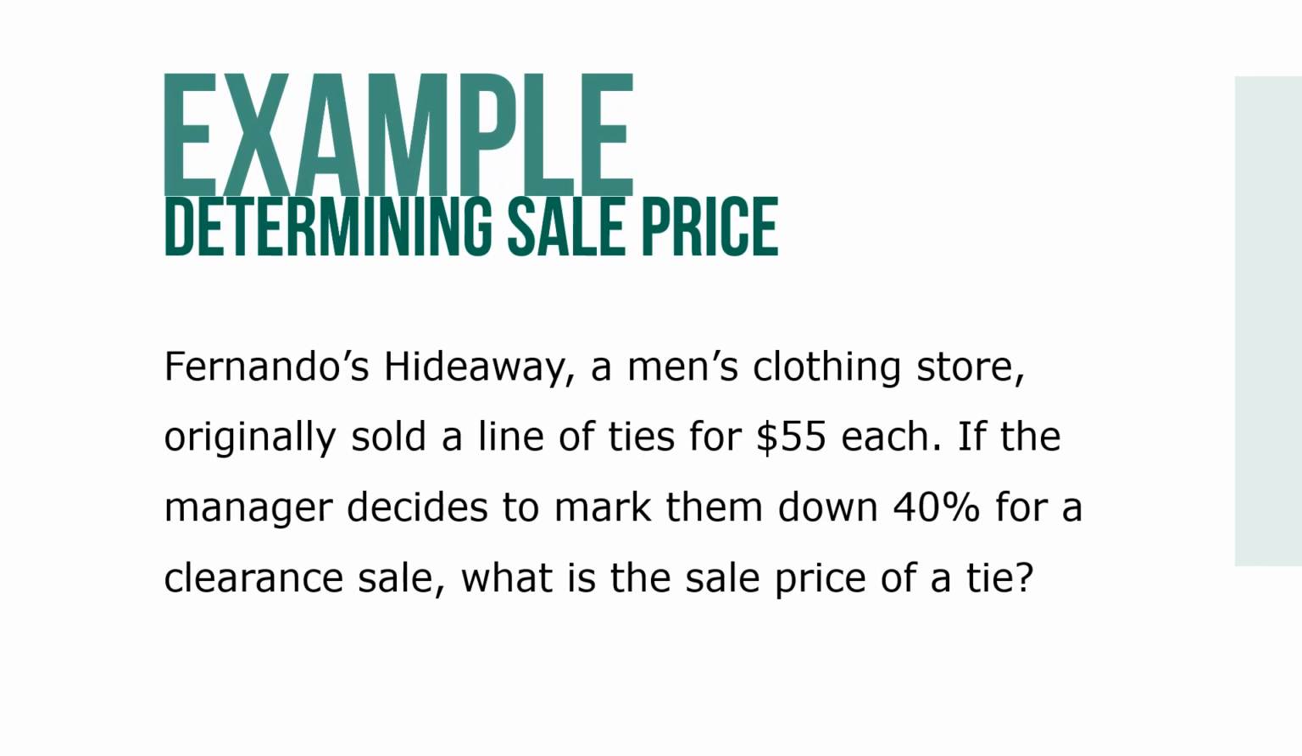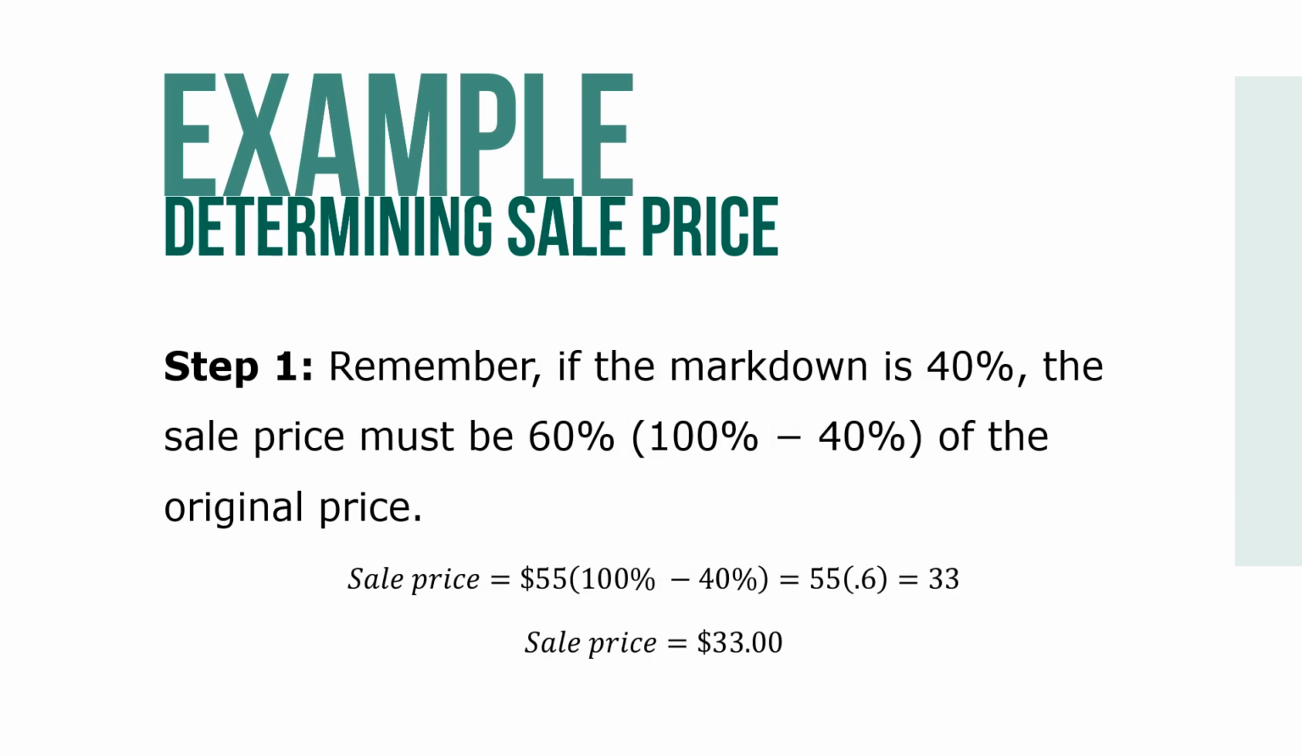Here's an example. Ferrando's Hideaway, a men's clothing store, originally sold a line of ties for $55 each. If the manager decides to mark them down 40% for a clearance sale, what is the sale price of the tie? Remember, if the markdown is 40%, the sale price must be 60%, 100 minus 40% of the original price. Sale price equals $55 times 100% minus 40%, or 55 times 0.6, which equals a sale price of $33.